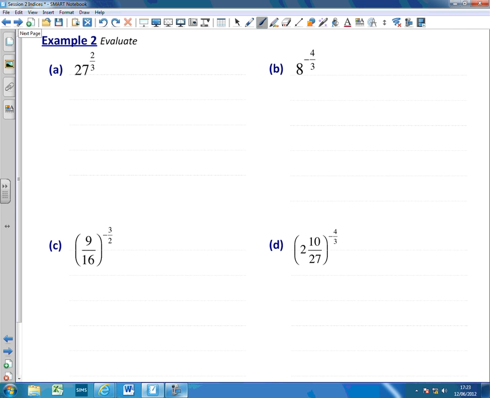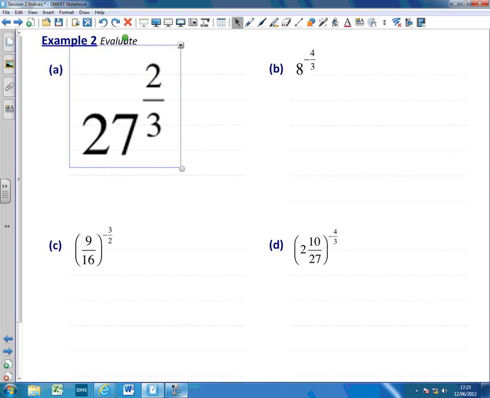Let's look at these problems. Just make that a bit bigger for a second. So there 27 has been raised to the power of 2 over 3. The 2 is basically saying, can you square me? Can you square the number? So 27 squared. And the 3 is saying, can you also cube root me as well? Do those two things.